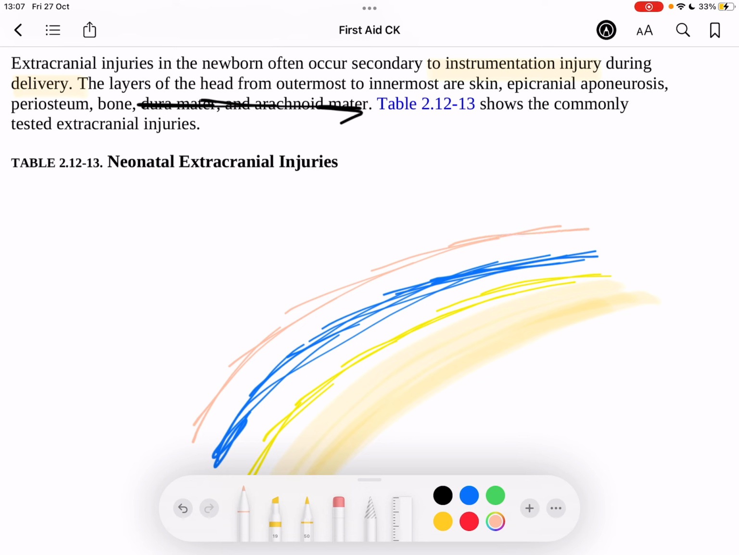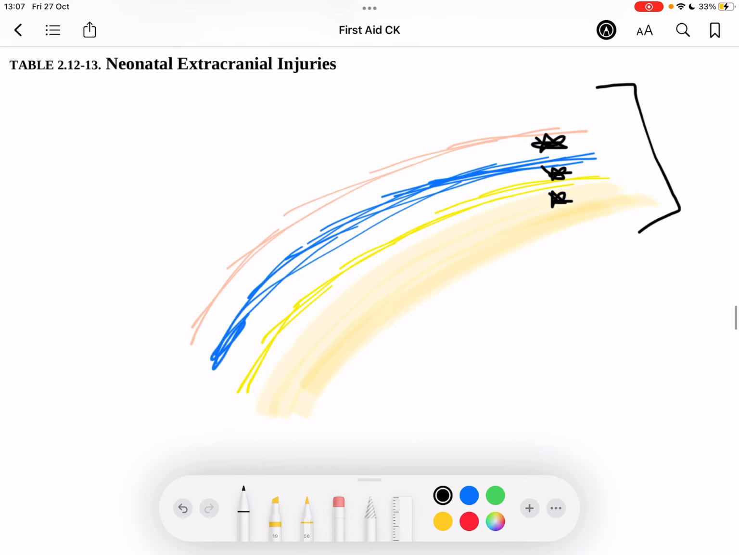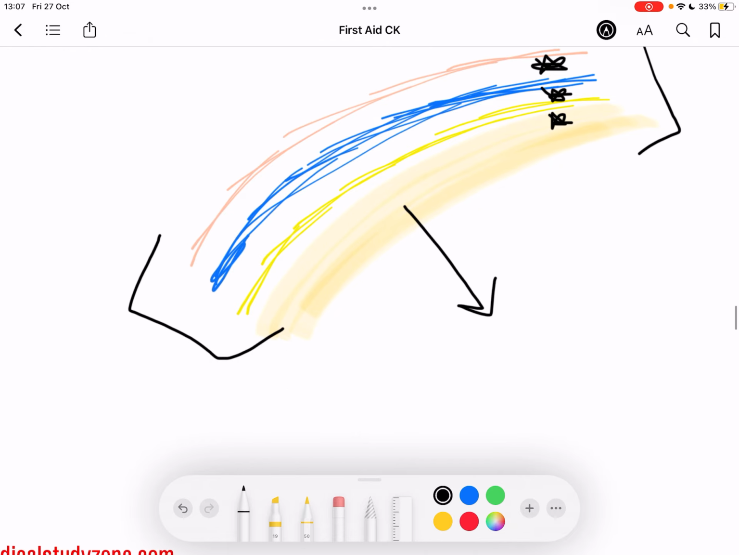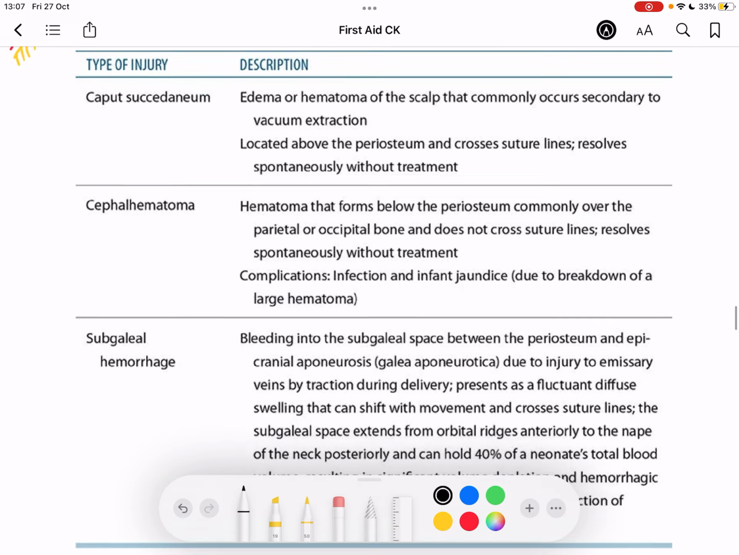Okay, and when we talk about extracranial injuries of the newborn, it can be due to a bleed here, here, or here, just above the skull. So if you know that anatomy, if you know the scalp anatomy, it becomes very, very easy to remember these pathologies. When we talk about subdurals, epidurals, subarachnoids, these are all deeper than the skull. So all of these pathologies are above or outer to the skull. So let's talk about the three different types.